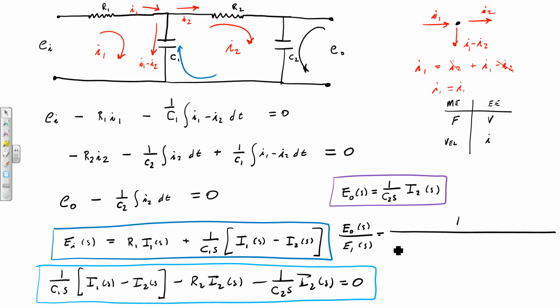Pretty long denominator here: R1 C1 R2 C2 S squared plus R1 C1 plus R2 C2 plus R1 C2 S plus 1. Just got that in. Yeah, a little messy. I have a point to make here. Don't worry, I'm not just throwing things at you. There's a reason I chose this.